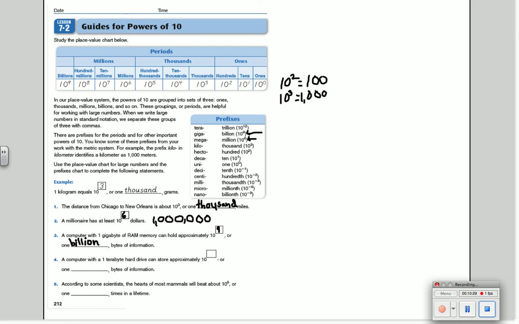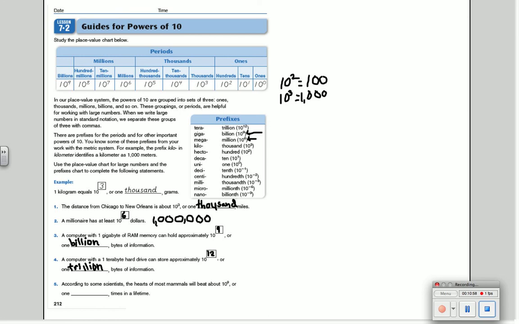Question 6. A computer with 1 terabyte hard drive can store approximately 10 to the blank or 1 blank bytes of information. So let's check what a tera means in our prefix chart. It says tera means a trillion or 10 to the 12th power. So fill it in. Hopefully by now you're getting the hang of this. This is just what your study link looks like.